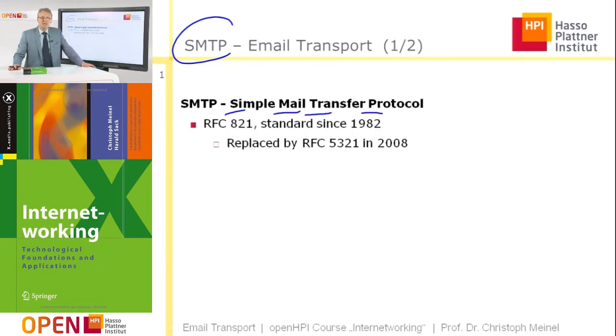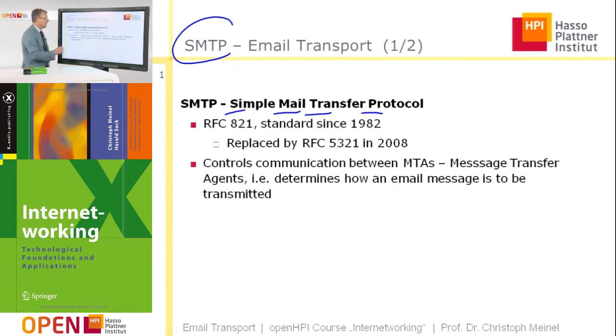It is specified in a very early internet standard, RFC 821. It was published in 1982. Meanwhile, it was replaced in 2008 by RFC 5321. And this SMTP protocol is used to organize and control communication between the message transfer agents. So SMTP is the communication between the message transfer units.